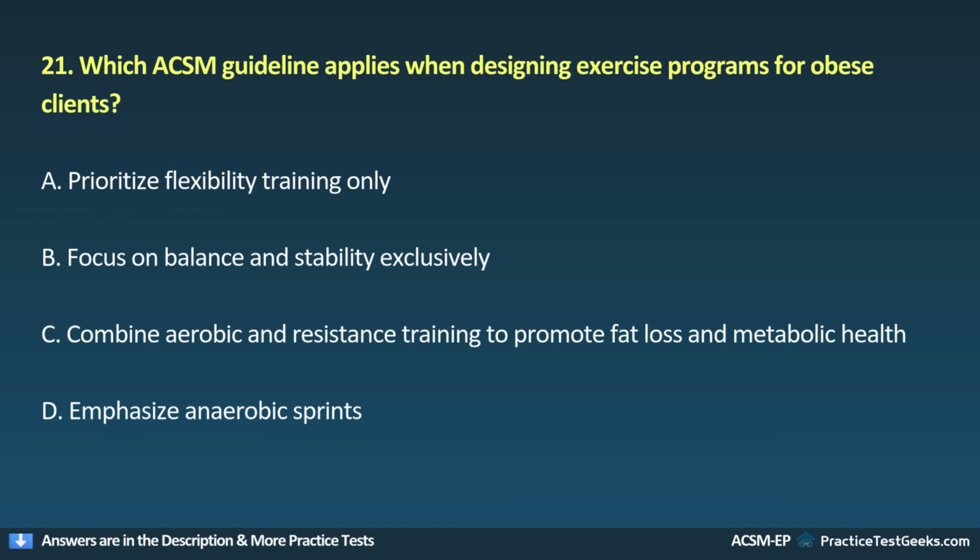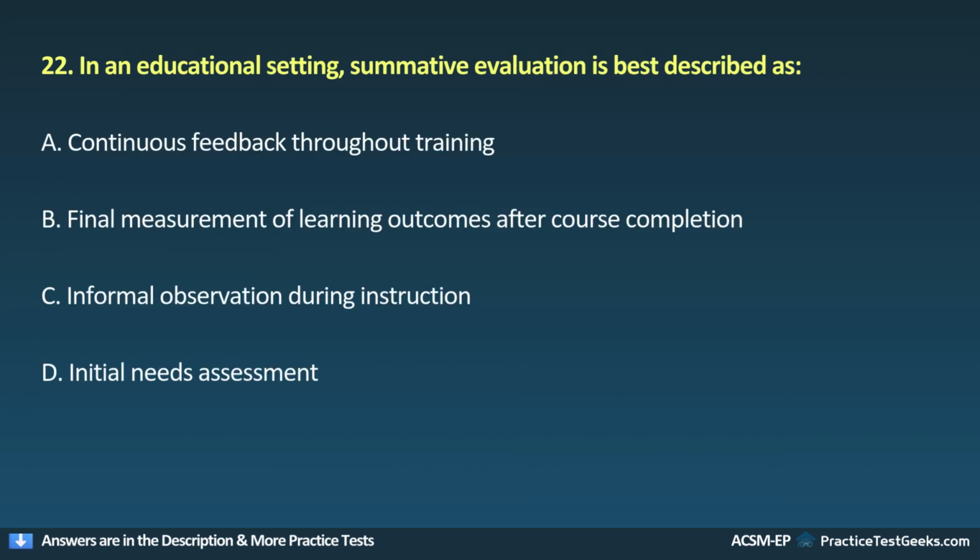A. Prioritize flexibility training only. B. Focus on balance and stability exclusively. C. Combine aerobic and resistance training to promote fat loss and metabolic health. D. Emphasize anaerobic sprints. 22. In an educational setting, summative evaluation is best described as A.